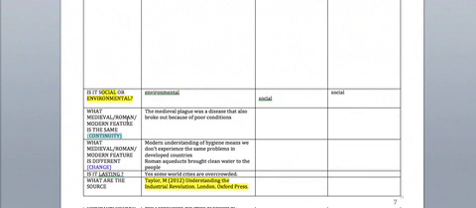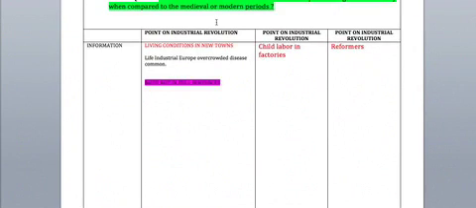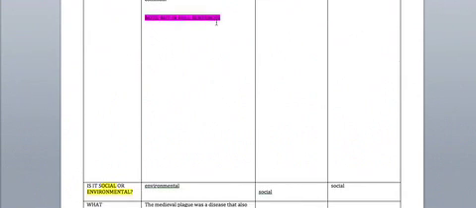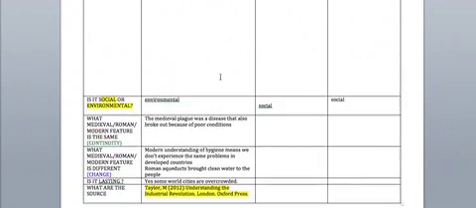Okay, so have a look here. The medieval plague was a disease that also broke out because of poor conditions. Now I've taken the medieval and compared it to the Industrial Revolution up here. That means that things had stayed the same. There was disease in both cases. Once I've got a same, I want to find something different.